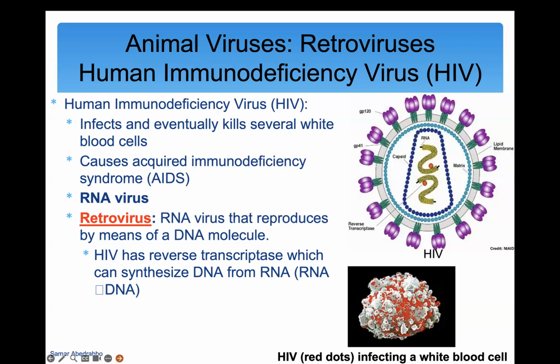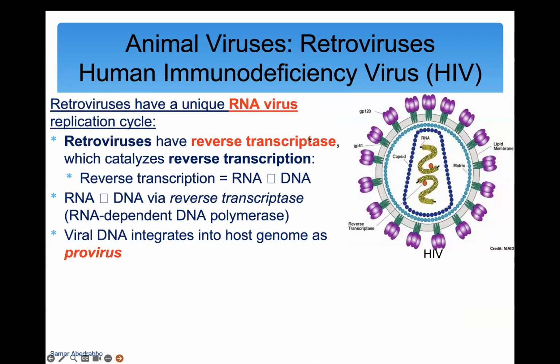So the way that this works, and I have an image here, we have a picture of HIV virus infecting a white blood cell, is in retroviruses. So again, there are other examples of retroviruses. It's not just HIV, but when we say something is a retrovirus, it's an RNA virus that can do reverse transcription. And the reason it can do reverse transcription is because it has an enzyme called reverse transcriptase. Reverse transcriptase is an enzyme that can convert RNA to DNA.